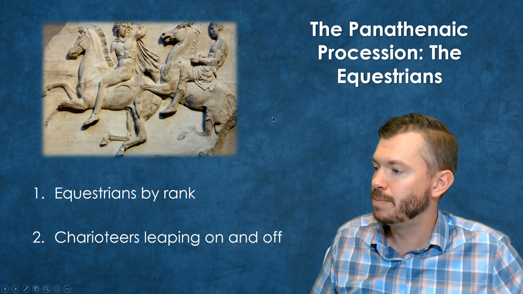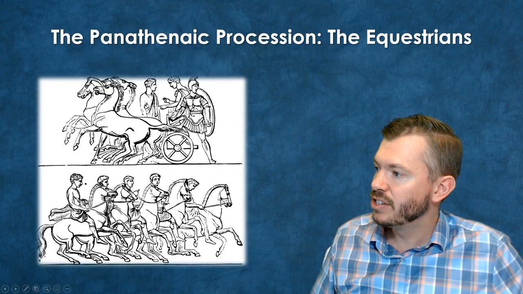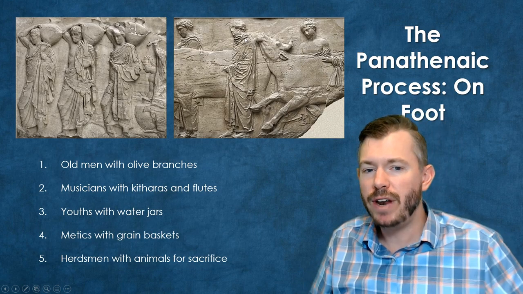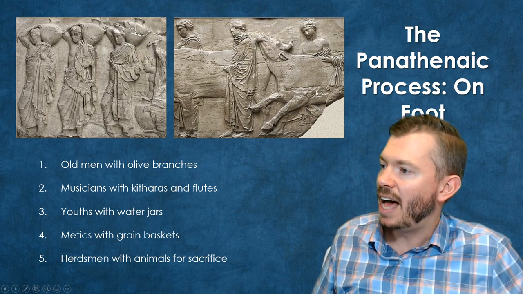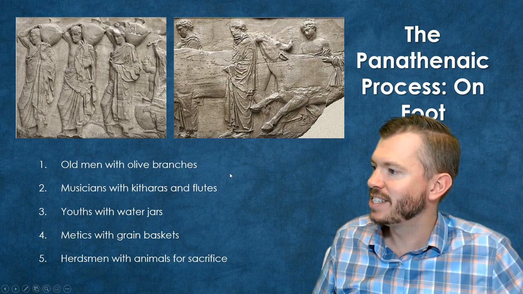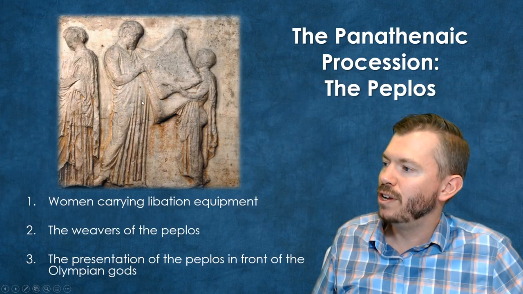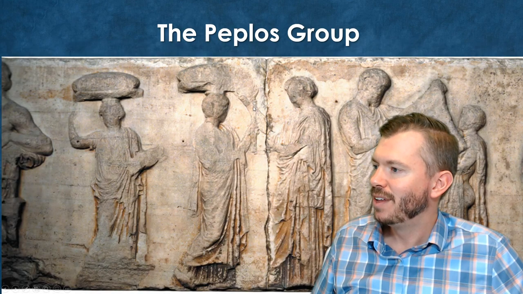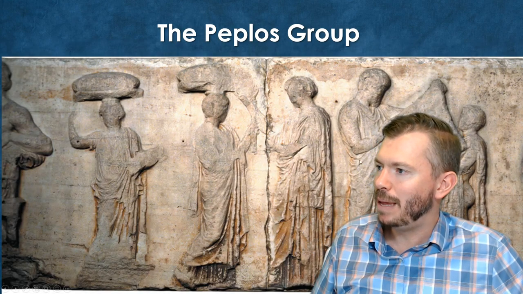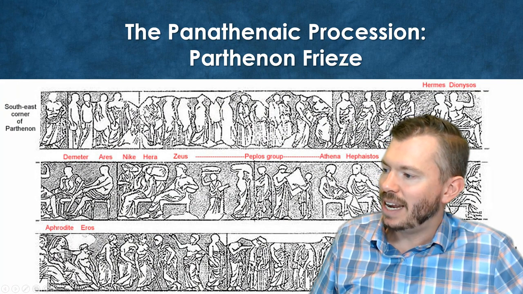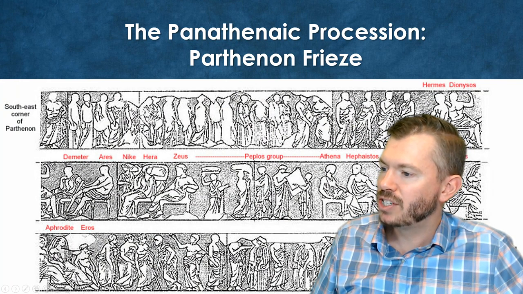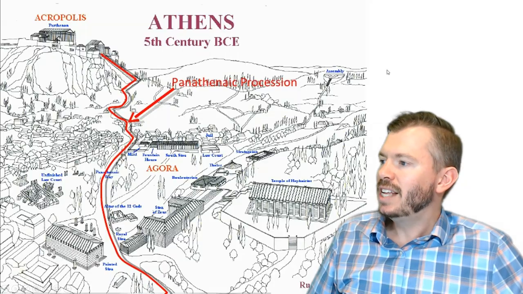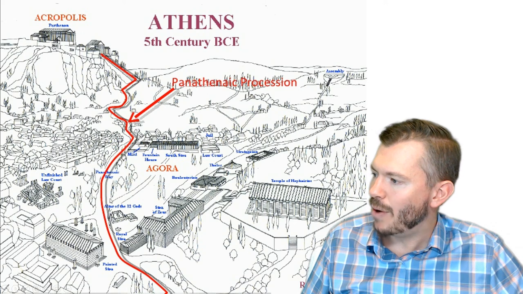So it begins with the horsemen. You can see charioteers leaping on and off of the chariots. From there, you get people moving by foot, right? So you can see people bringing sacrifices to be sacrificed. And then at the core, you see the peplos, the garment itself. And at its core, what you'll be looking at is, again, the garment being prepared, and then the garment itself being presented to the goddess amongst all the different Olympian gods. So let's go ahead and take a look here at how it winds through the city.